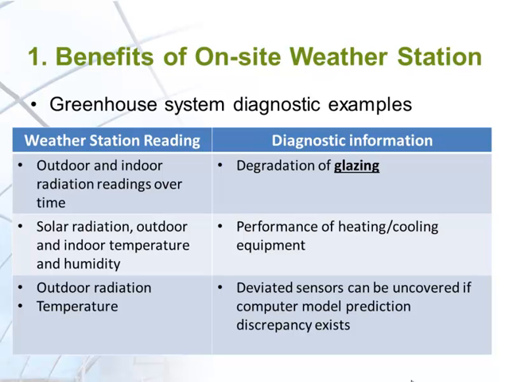The weather station information is also helpful for the detection of faulty sensors. In this case, abnormal sensor readings can be singled out by cross-checking expected readings against the sensor output. The expected greenhouse climate condition can be from a weather station and greenhouse energy balance models. Thus, a deviated sensor can be uncovered if a computer model prediction discrepancy exists.